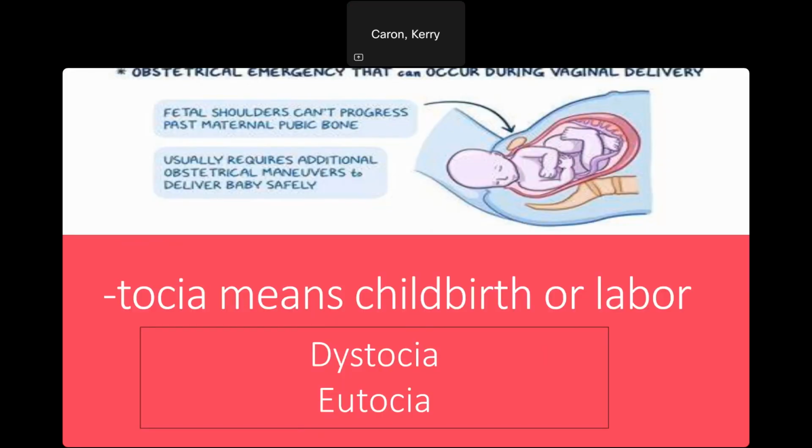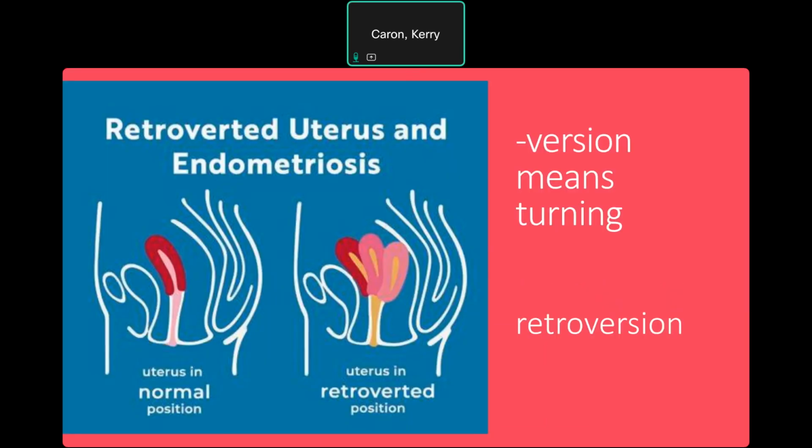Tocia is childbirth or labor. So dystocia would be difficult childbirth or labor. Eutocia would be good or normal labor. Version means turning. So if something is retroverted, it's turned backwards.